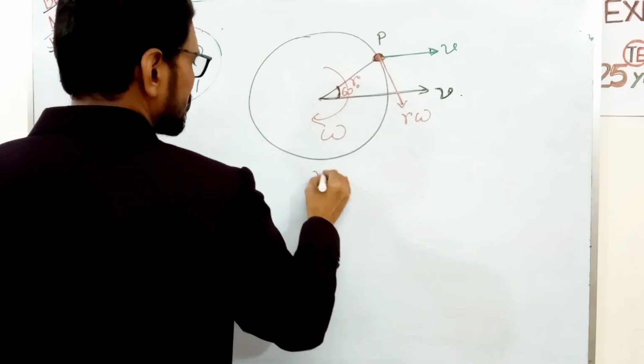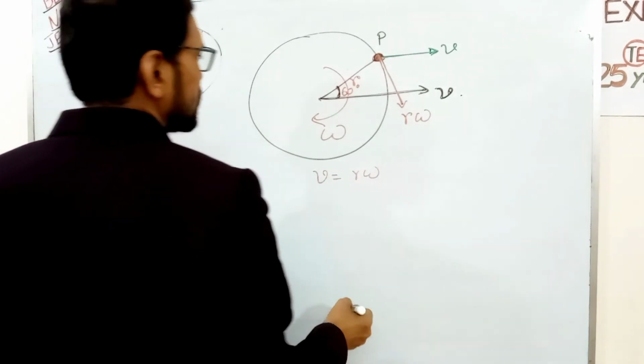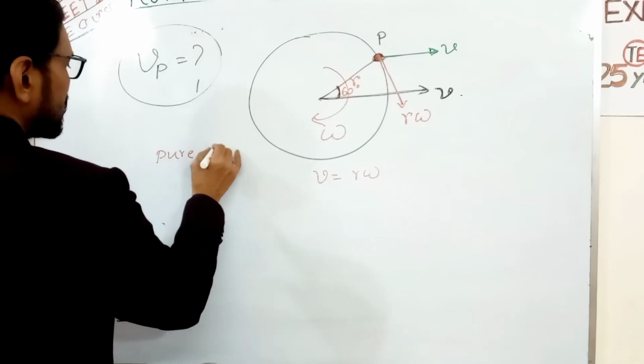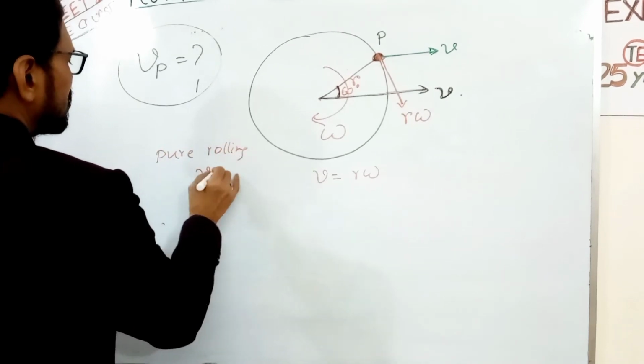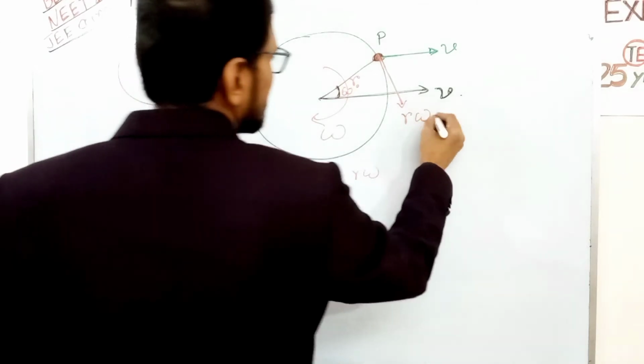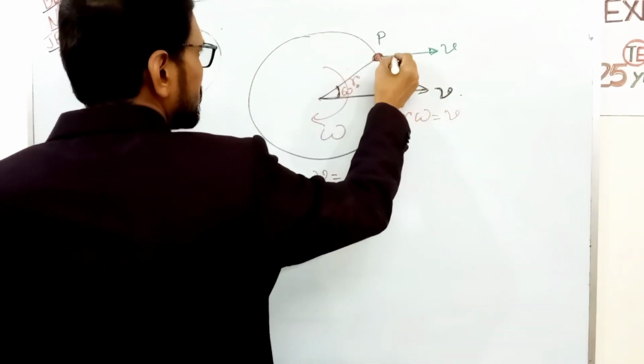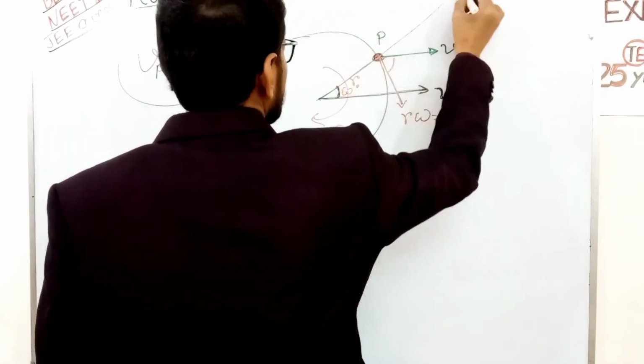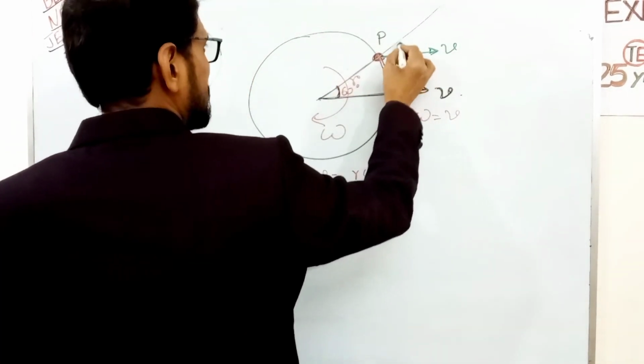V equal to r omega, because for the case of pure rolling we know V equal to r omega. So this is equal to V. Now, what is the angle between them? This angle is 60 degrees.